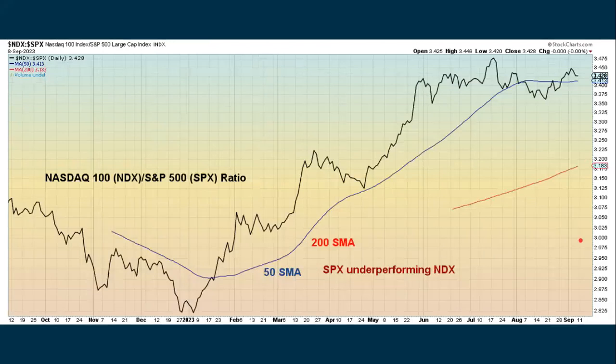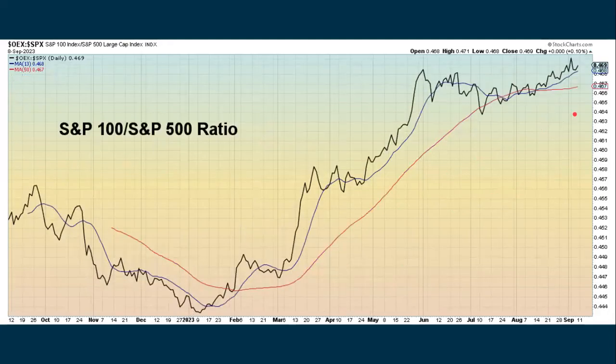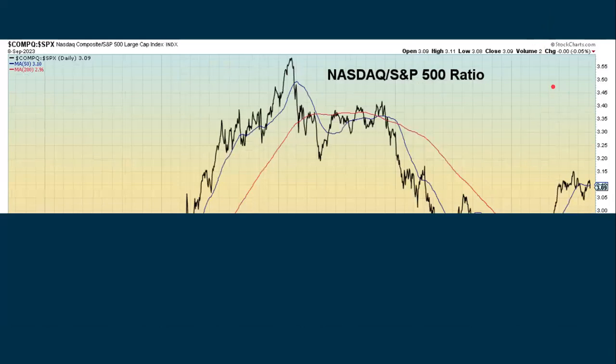We look at the NASDAQ 100, which are really big companies in the NASDAQ, which has been doing quite well in 2023. We compare that with the S&P 500, which also has the mega caps in it, but on a ratio basis, the NASDAQ 100 is still outperforming the S&P 500. We look at the biggest stocks that make up the S&P 500, which is the S&P 100, showing that they are outperforming the rest of the S&P 500.